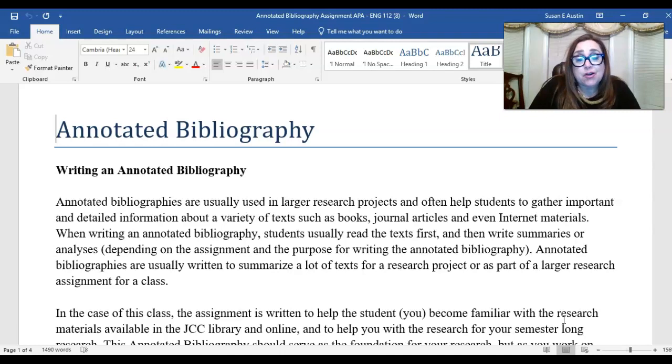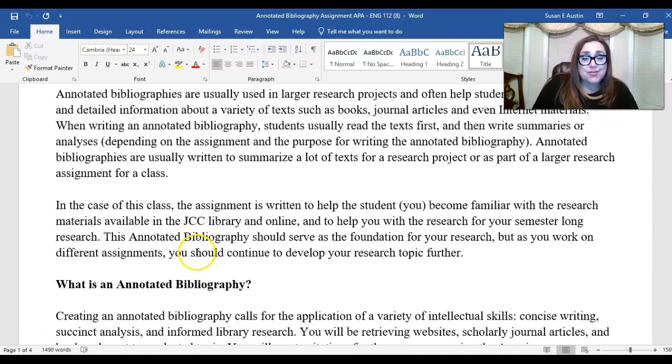So annotated bibliographies are usually used, like I said, in larger research projects, and they do help students gather their information and also assess it. And that's an important part of the annotated bibliography, is that you're showing your ability to assess the research and to determine if it's scholarly, if it can be used further in the research project. You're sort of showing the credibility of it, and you're evaluating the information to make sure it's credible and it's useful.